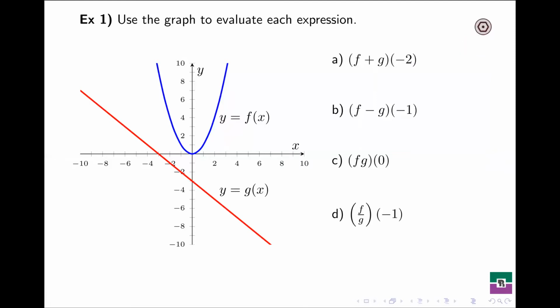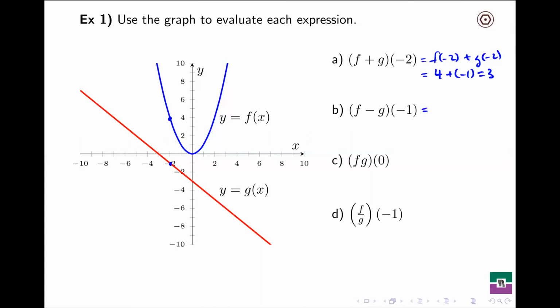So let's find f plus g evaluated at -2. By the way we defined the sum function in the previous slide, it's f of -2 plus g of -2. Just use the graph to find these values. Whenever x is -2, the corresponding function value f is 4. Whenever x is -2, the corresponding g value is -1. So it's going to be 4 plus -1, which is 3.